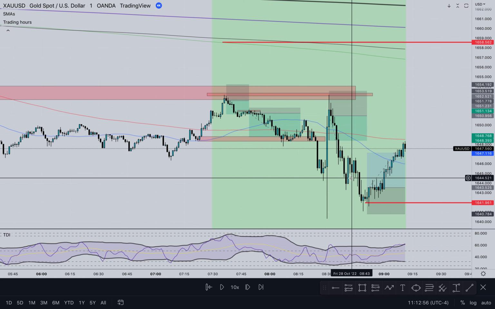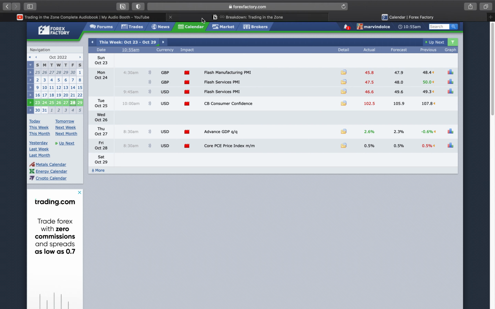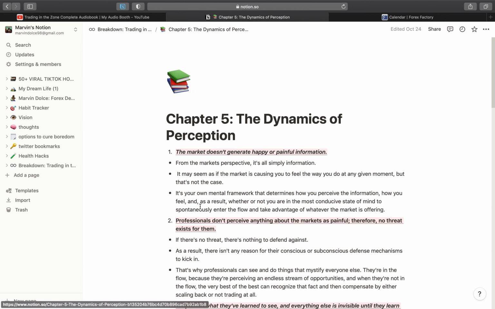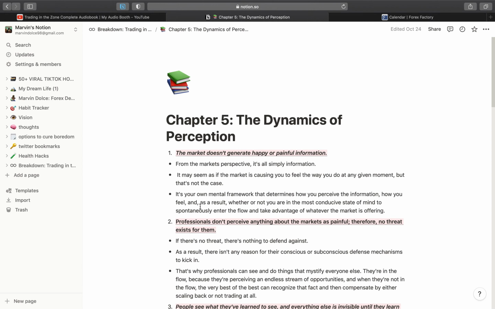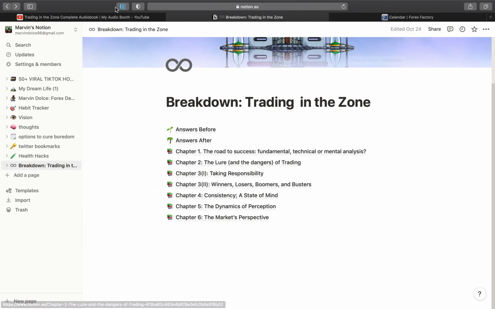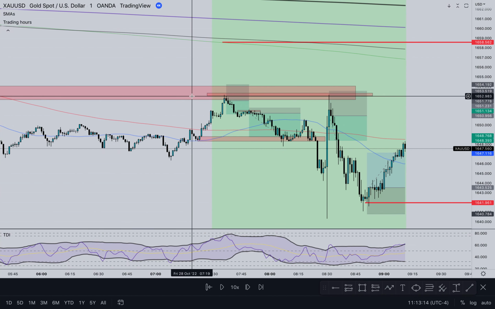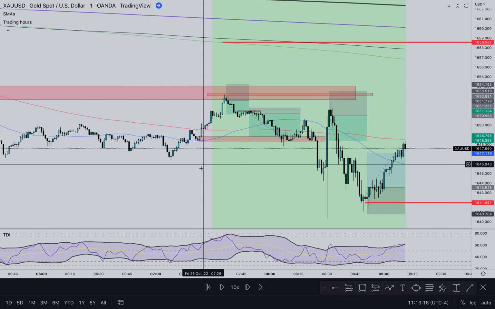Trading in the Zone is a really good book. I'm only on chapter 5, bro, because I'm doing a breakdown every chapter. Only on chapter 5, and I need to get through these 11, 12 chapters. So the fact that I'm making so much, it's actually ridiculous. Alright, bet. What else do we got?